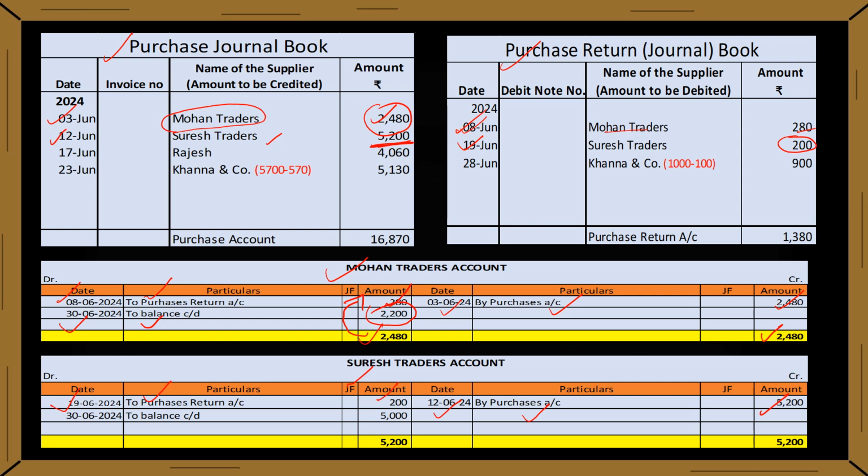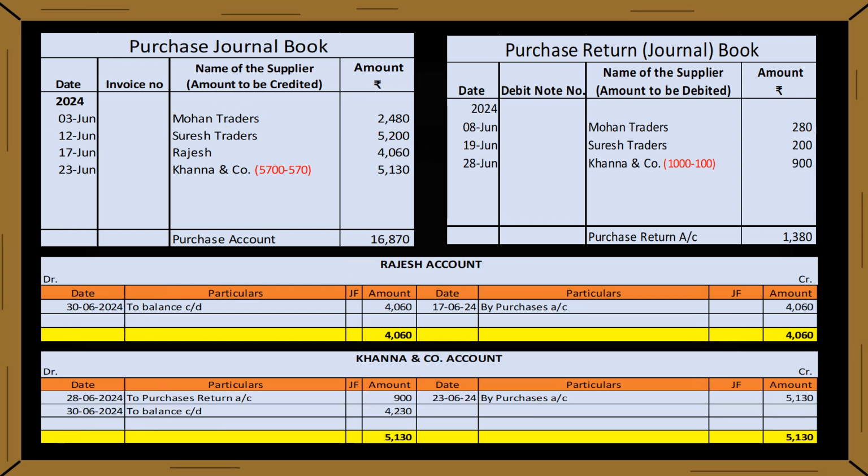On seeing, we find the total of credit side is more. So we take the total of 5200, that is the total of credit side, to the debit side also 5200. On deducting 200 from 5200, we get 5000 as to balance carried down on 30th June 2024. That will be the balance of Suresh Traders on 30th June.